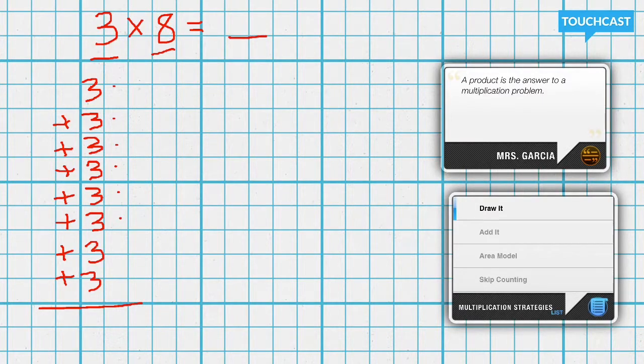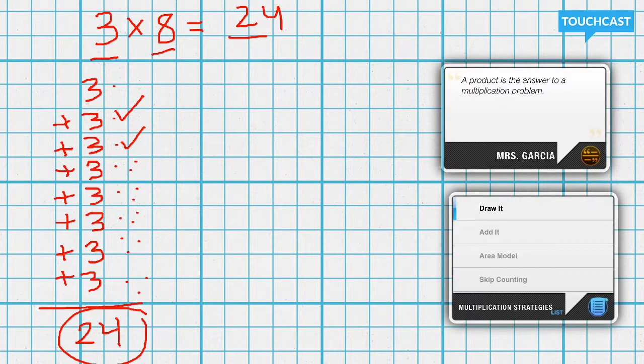So I know 3, 4, 5, 6, 7, 8, 9, 10, 11, 12, 13, 14, 15, 16, 17, 18, 19, 20, 21, 22, 23, 24. So I know that the product of 3 times 8 equals 24.